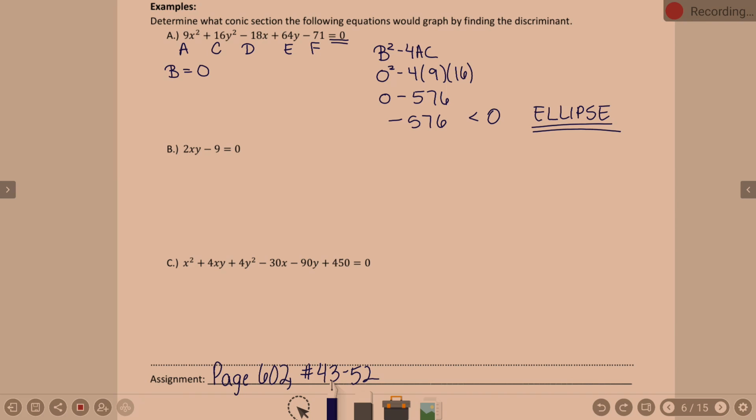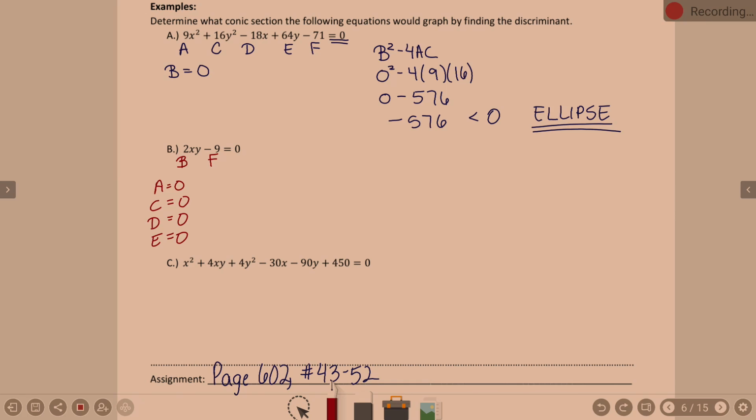Okay, let's talk B. Rather than me go through all my letters, why don't you tell me what we do know? B. Okay, B is 2, because it's in front of the xy. What else do we know? F. F is negative 9, because it's the constant. Okay? What's that mean about everybody else? 0. Okay, that means A, C, D, and E are all 0, doesn't it?